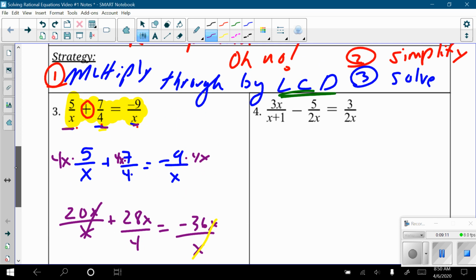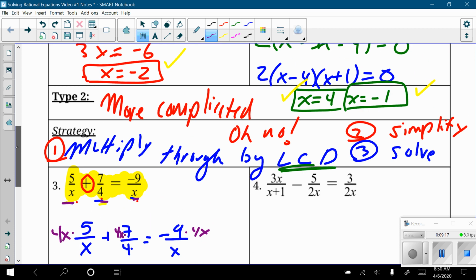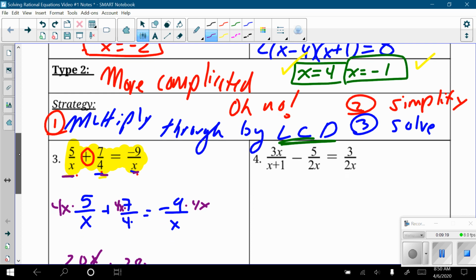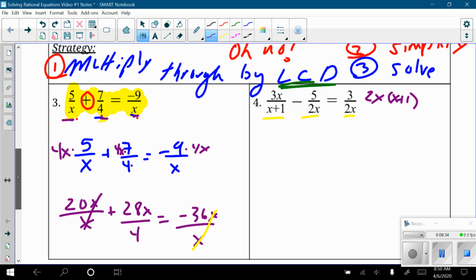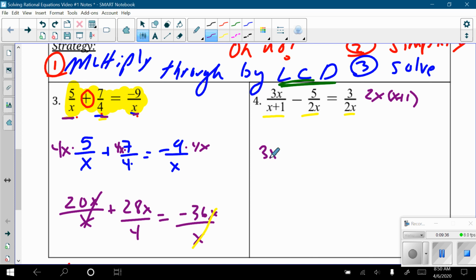Let's do one more together here. I'm going to look at this problem and say, uh-oh, more complicated, oh, no. I have to multiply through by a least common denominator. I'm going to look at this denominator and this denominator and ask, what is the least common denominator? Well, 2x times x plus 1. I need to have both of those in there. So I'm going to multiply every single fraction by 2x times x plus 1.